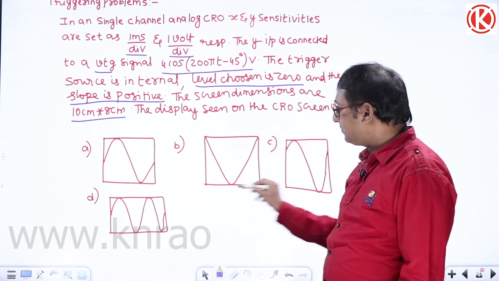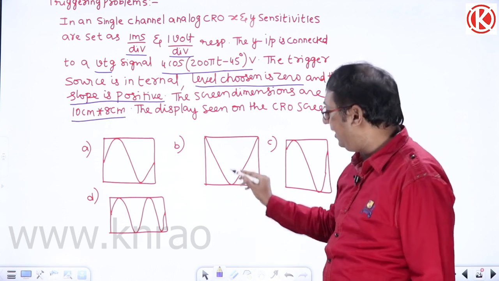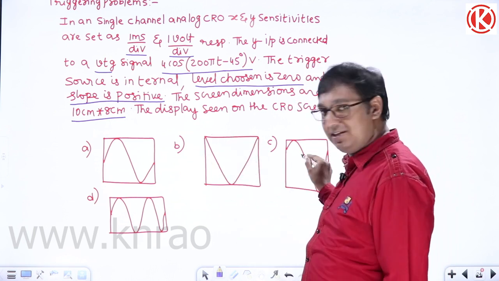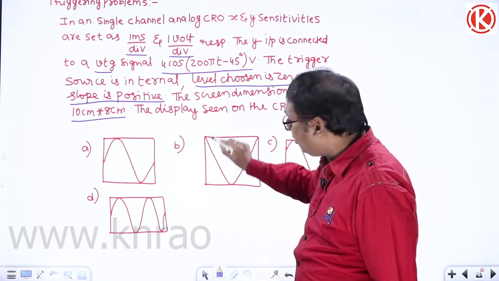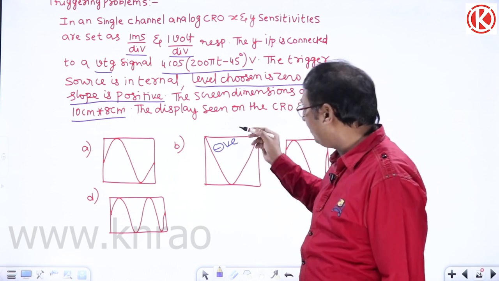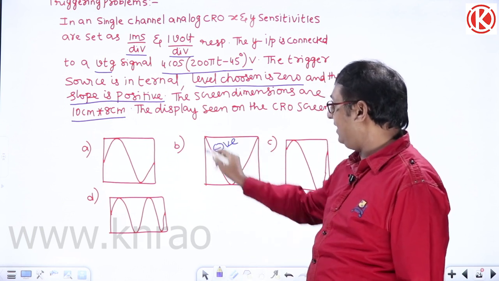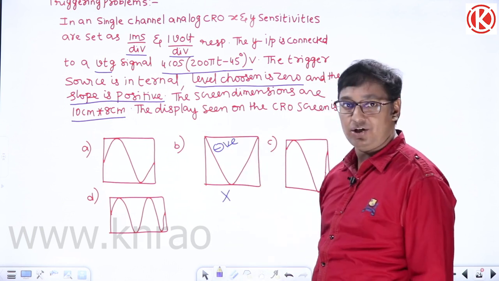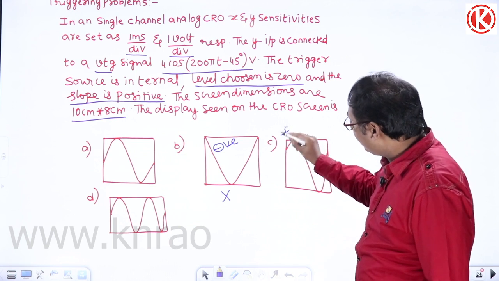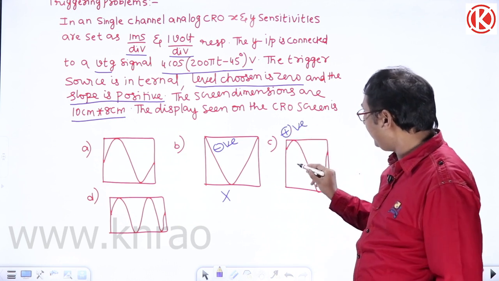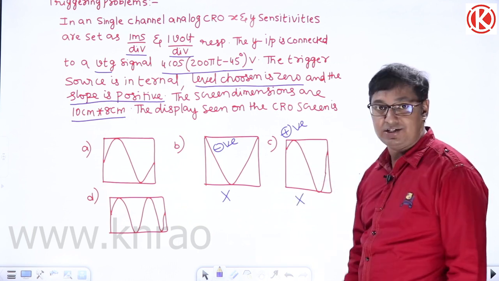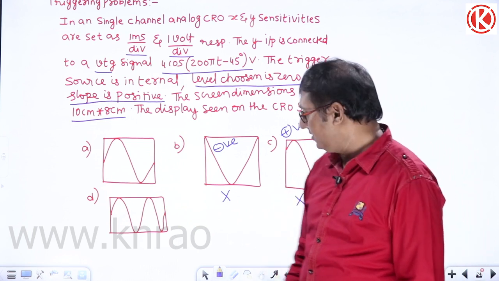Please have a look. If you feel this as a CRO screen here, it is starting from 0, the axis would be somewhere like this. Is it starting from 0? No. And what is the slope here, positive or negative? Negative slope, but the slope given is positive. So this is not the correct option. In this one, what is the slope? Rising, which means positive. But it is not starting from 0. Even this is not correct.